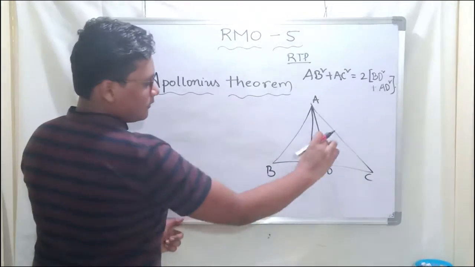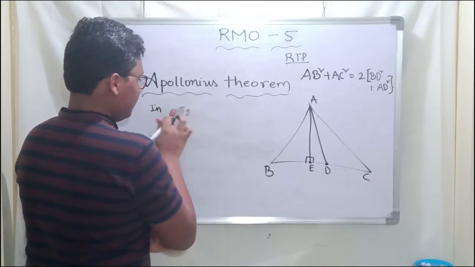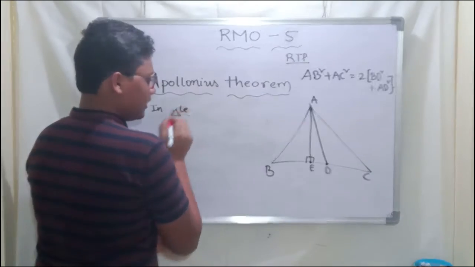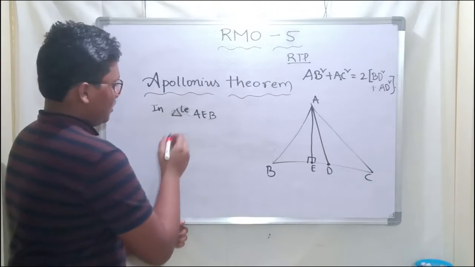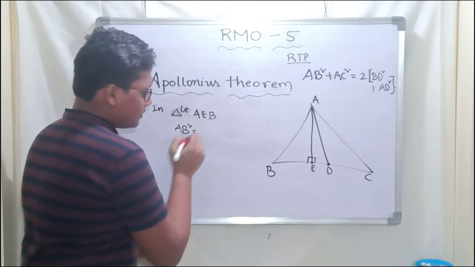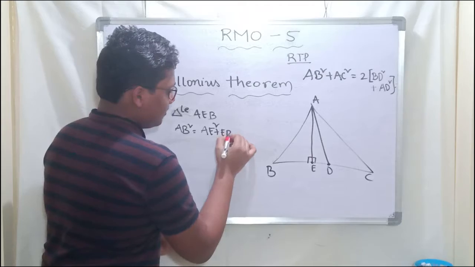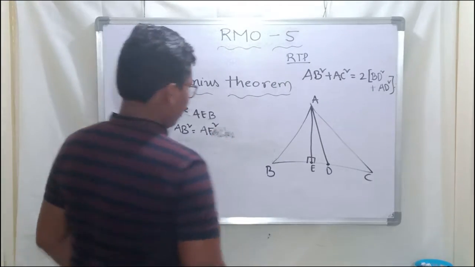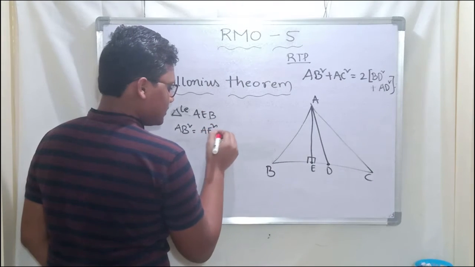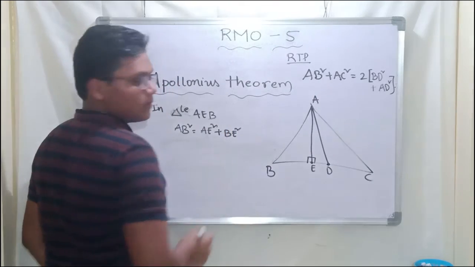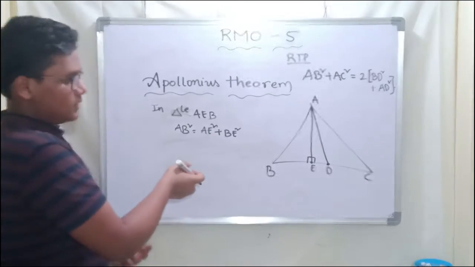Now, in triangle AEB, AB square is equal to AE square plus BE square, by using Pythagoras theorem.